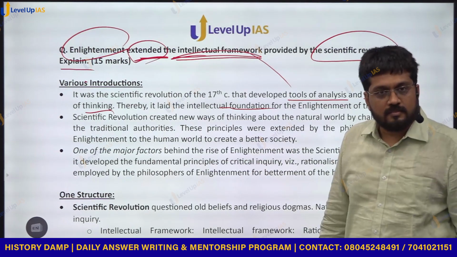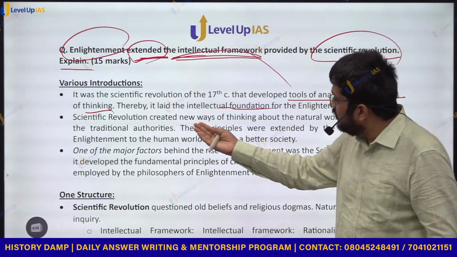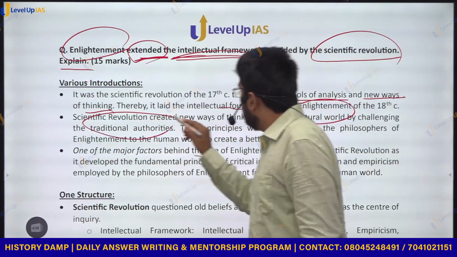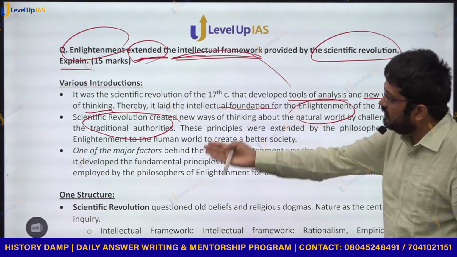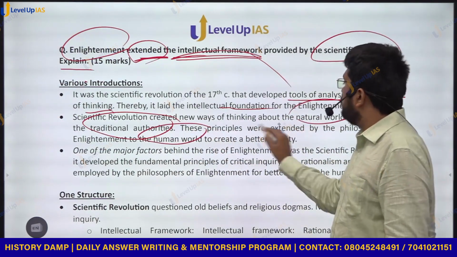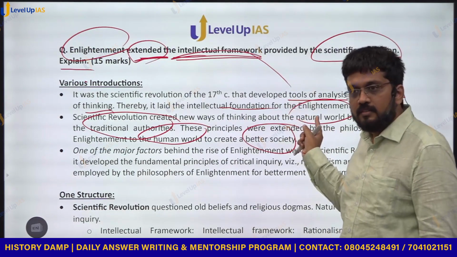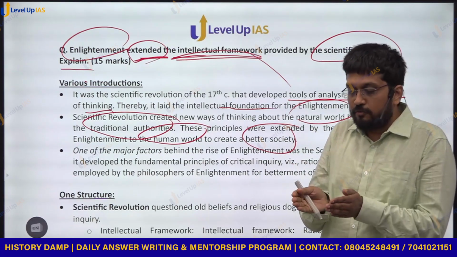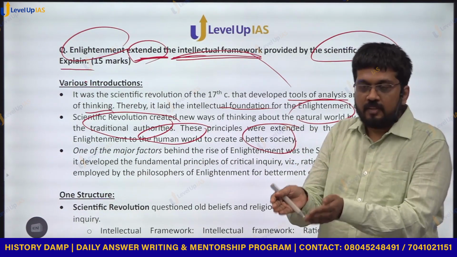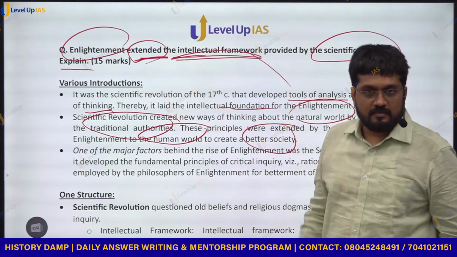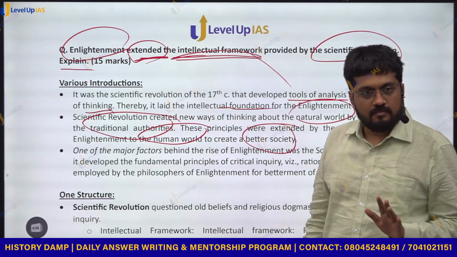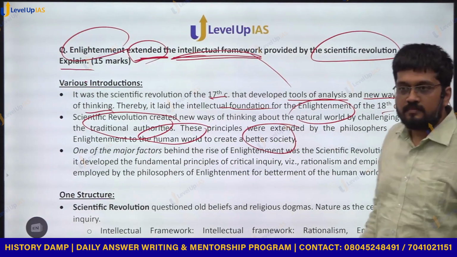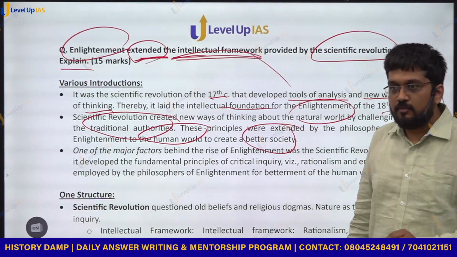It becomes an introduction. Another could be: scientific revolution created new ways of thinking about the natural world by challenging the traditional authorities. These principles were extended by the philosophers of enlightenment to the human world to create a better society. So you told the tools, and their use: there was a specific tool for a specific domain in the earlier era, now the domain is enhanced, it is used everywhere in the next era, done. Because it is the 17th century and this is the 18th century. That is the point: in the case of scientific revolution it is only about the natural world.